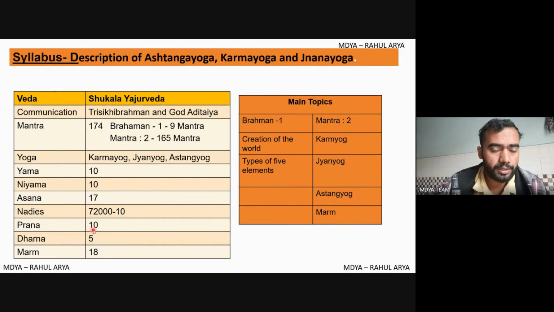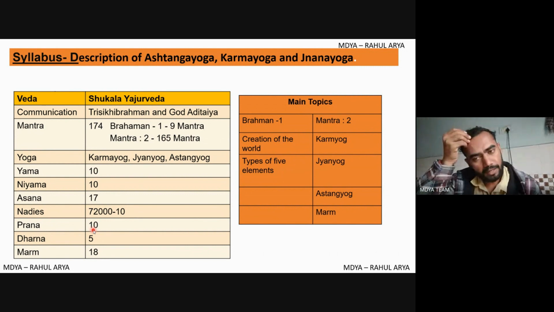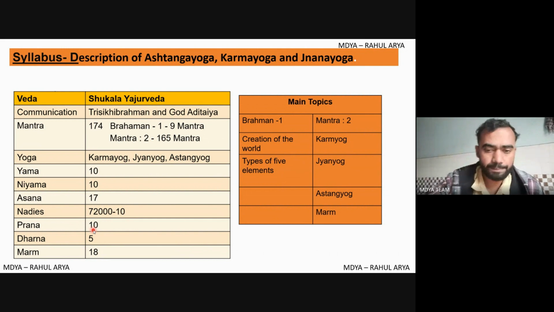Total 10 pranas: the same 5 main pranas and 5 upapranas, or subpranas, he is explaining. But importantly, the location and the function are different. You will be surprised to see the functions of prana, apana, samana, and of naga, kurma, krikal, all completely different from other texts. So remember separately that it is according to Trisikhi Brahmana Upanishad.